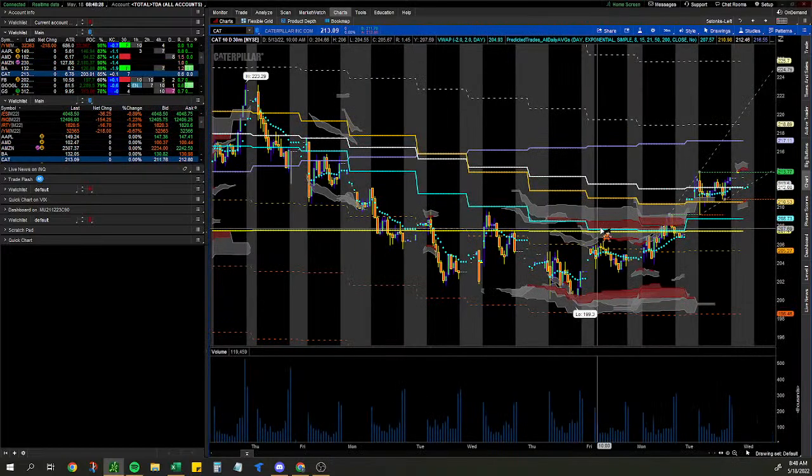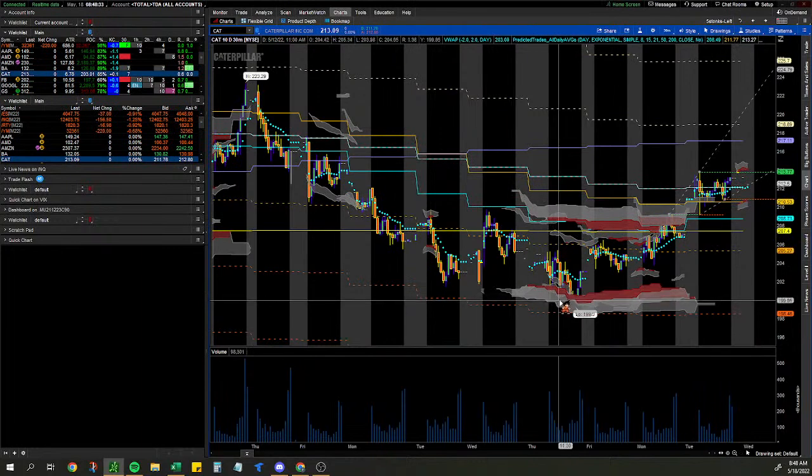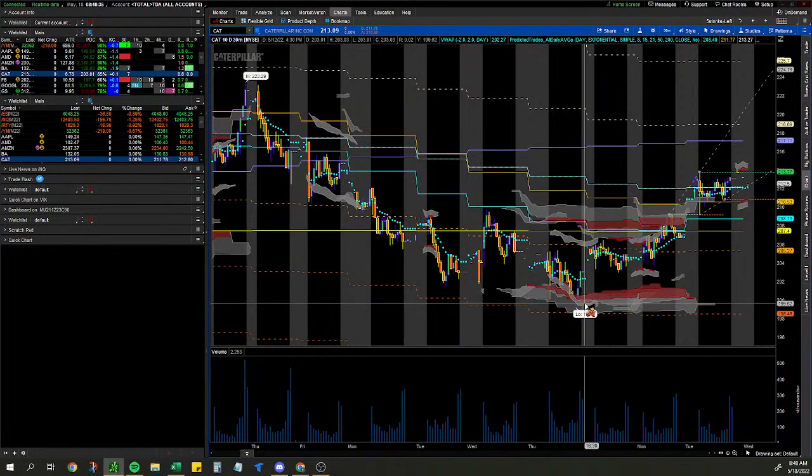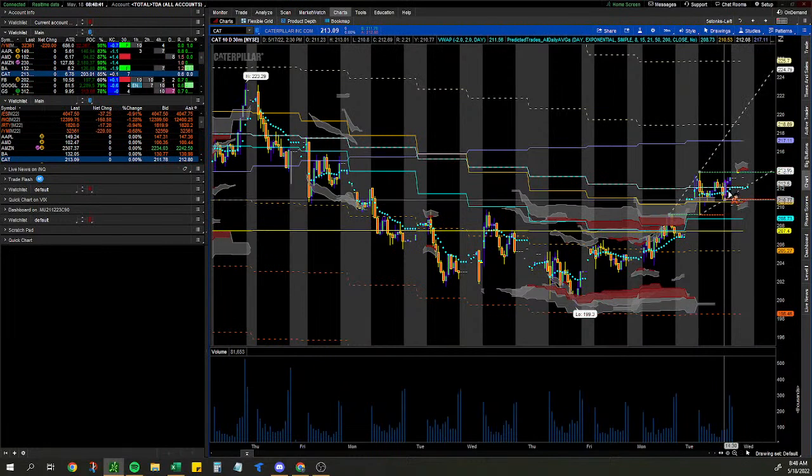Cat. Talked about cat. When it gets near 200, it loves to bounce. We got 200. We're up at 212. We do have this tight squeeze setting in on yesterday's range.